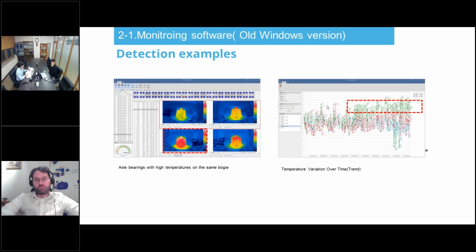So here, the most important parts are the axle bearing and bogie part. We can check the temperature changes in the axle bearing and bogie part, and we can continuously manage the track when maintenance is needed and replacement is required. So there is a temperature variation chart.